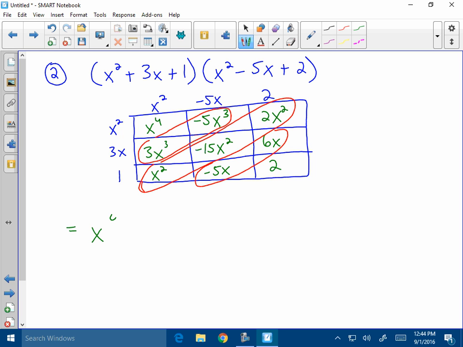Okay, so we've got x to the 4th. All right, then I got 3x cubed combined with negative 5x cubed, so that's negative 2x cubed. Positive 1x squared, negative 15x squared would be negative 14x squared. All right, add that to 2, so I'm going to get negative 12x squared. Negative 5x plus 6x, positive x, and finally finishing with positive 2.